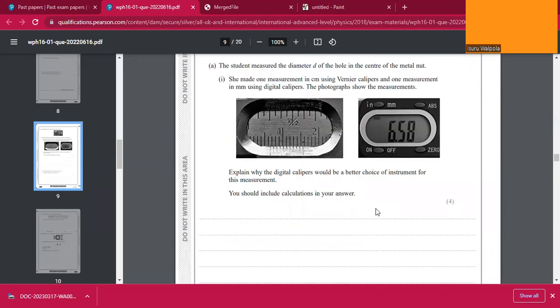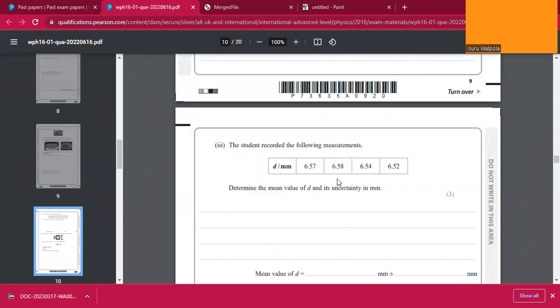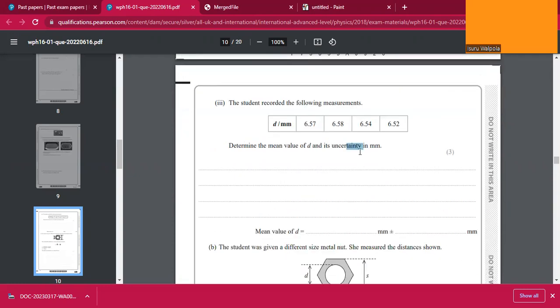But here I'm here to teach you the compounding, right? Here for repeat values, they expect you to find the mean value and the uncertainty. Uncertainty is half range.